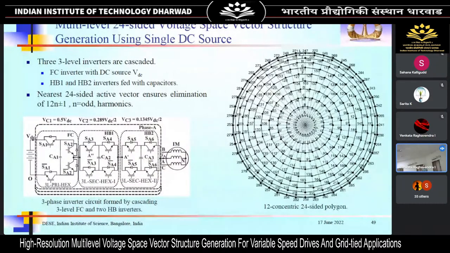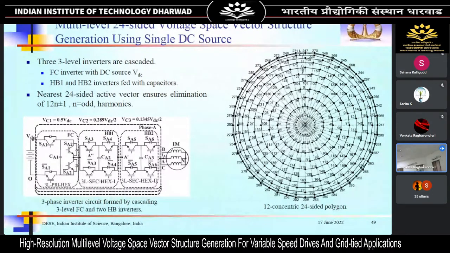See, again, we can get switch capacitor performance, the voltage, a multilevel 24 sided. The advantage is the complete space vector structure is divided into many layers of 24 sided voltage space vectors. And the PWM will be done depending on the adjacent triangle vector. So, what is the advantage?